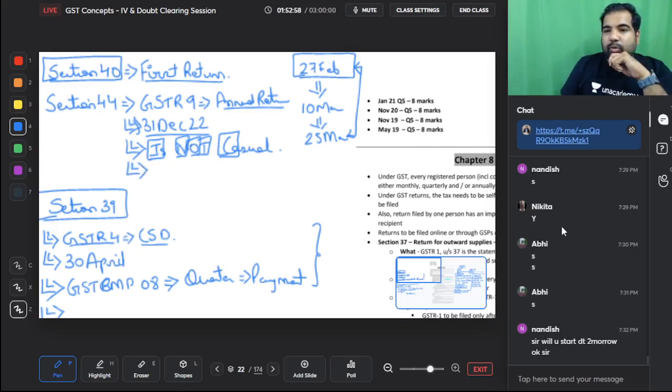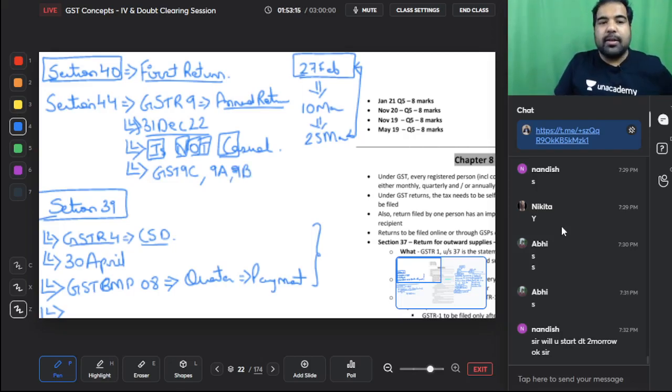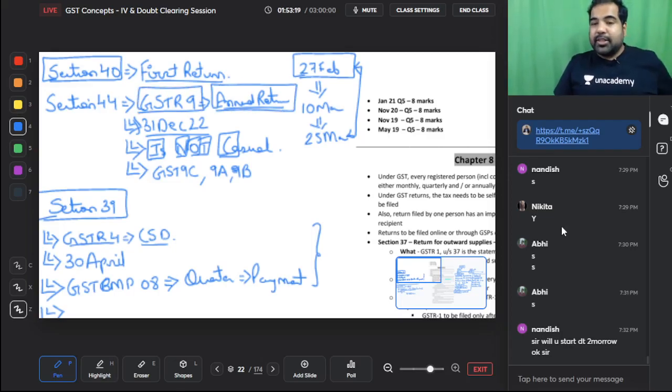Some people also have to get it reconciled by a CA, so that form is GSTR 9C. Some people have to file 9A, these are composition scheme dealers. 9B are e-commerce operators. How do I remember? I'll give you a shortcut, guys. GSTR 9 is the annual return. Why? Because CAs charge 9 lakh rupees for it and it takes 44 hours to do it. That's how we remember it.